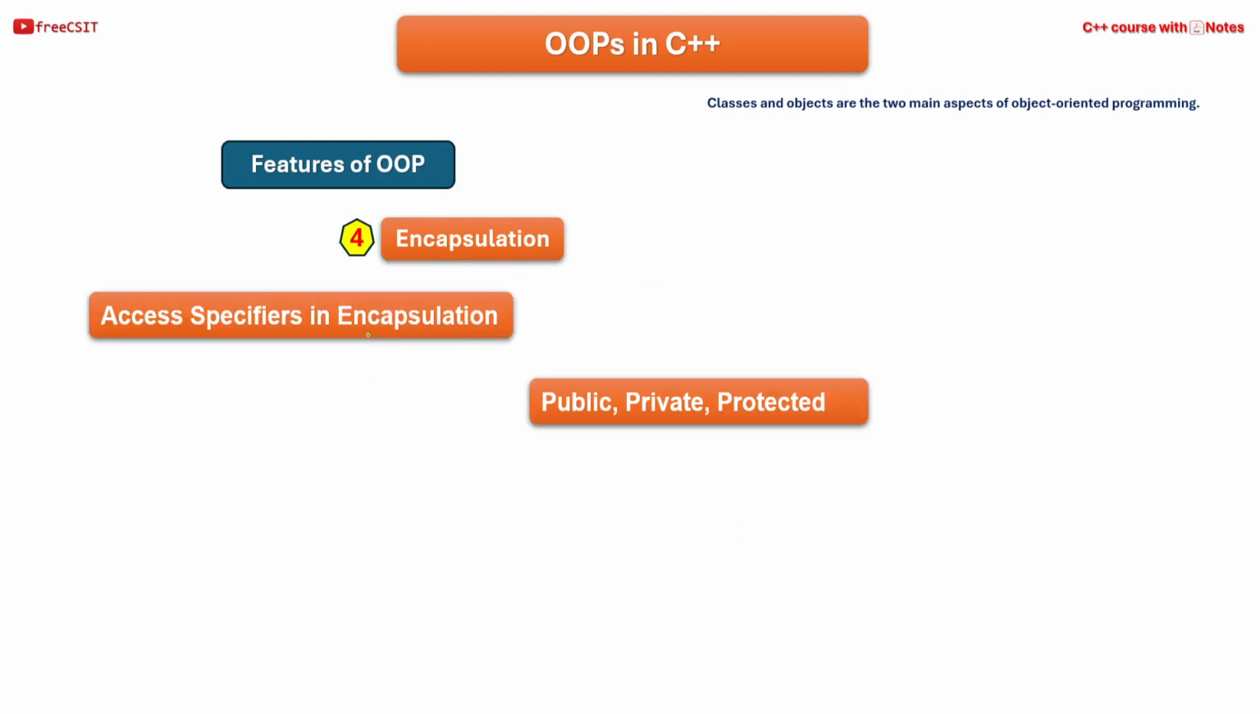We are in encapsulation and access specifiers. These are public, private, and protected. Public means members declared as public can be accessed from anywhere in the program, and private cannot be accessed outside of the class. Protected members can be accessed in the class itself and by a derived class.